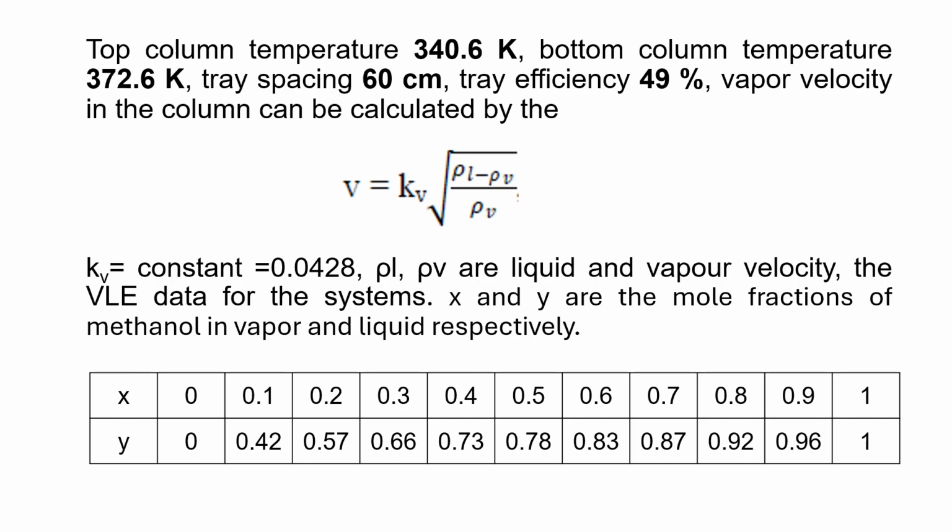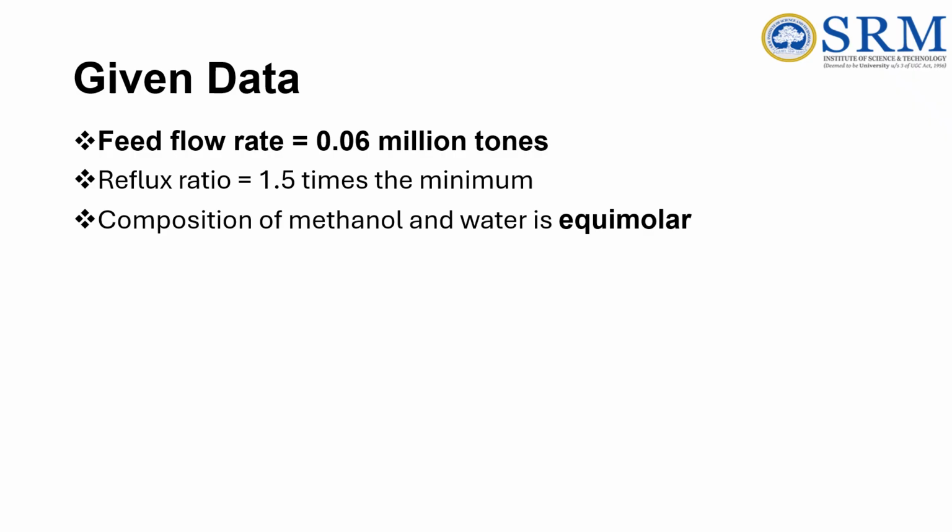The vapor velocity which enters the top and the bottom section of the column can be estimated by using the given formula, with rho L and rho V also shared in the problem. The XY data is given in the problem. If not, alpha values would have been given and we would have to calculate and generate XY from the related formula. Moving ahead, let us analyze the given data.